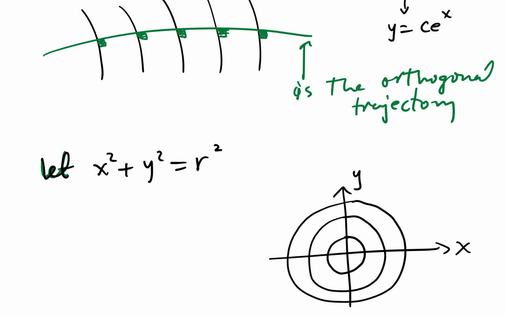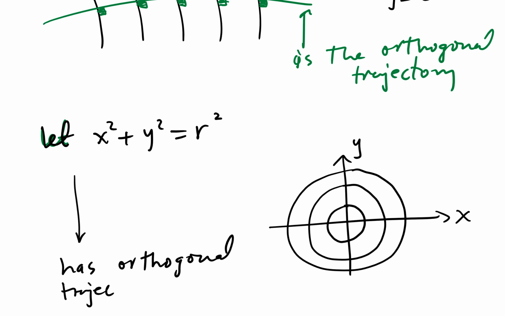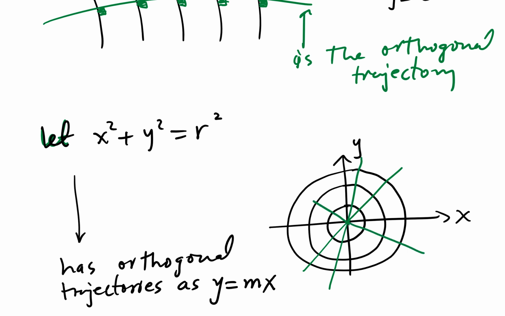Now, what can be an orthogonal trajectory to this? So this equation has an orthogonal trajectory of y equals mx. So what does that mean? m is the slope of a straight line that goes through the origin. So if you draw this line, this line, this line, these are perpendicular. Do you see? It's going to be perpendicular all the time to these curves.